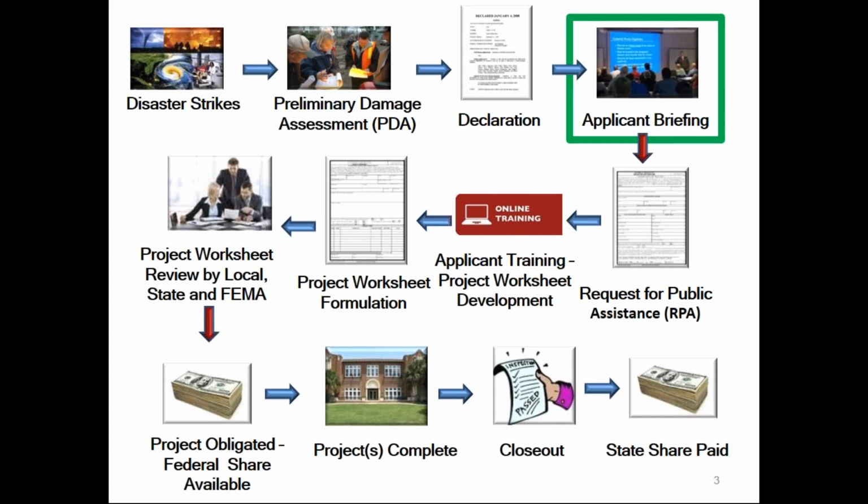The applicant briefing is a time, as I mentioned, to go over the rules and procedures. The next process is to fill out the request for public assistance. After that, applicant training and project worksheet development will be done. Project worksheet formulation will begin, and so on through various reviews by the state, FEMA, and you as an applicant, with the goal of having funds obligated and eventually having your projects closed out.